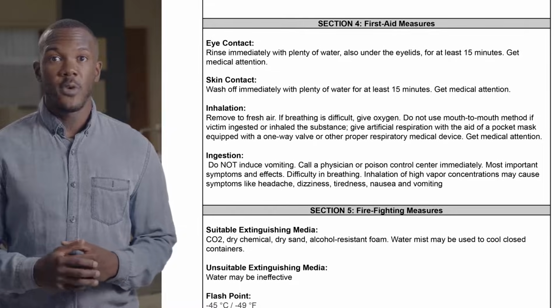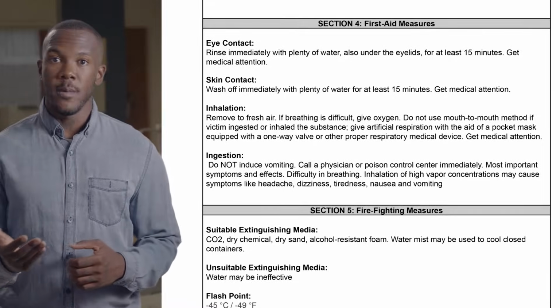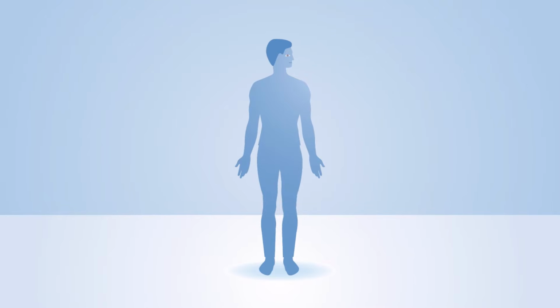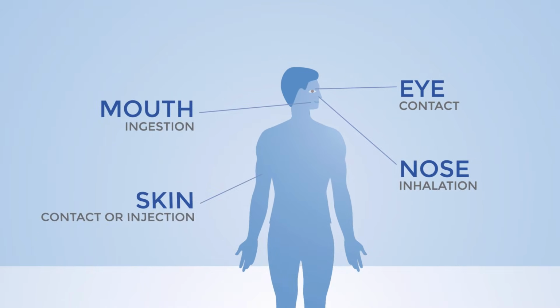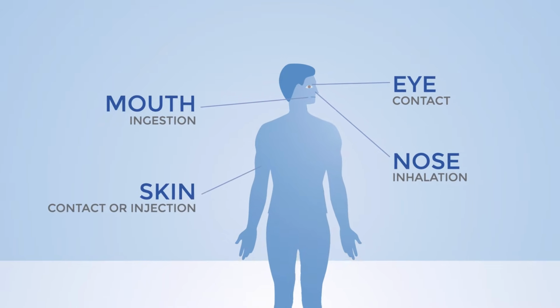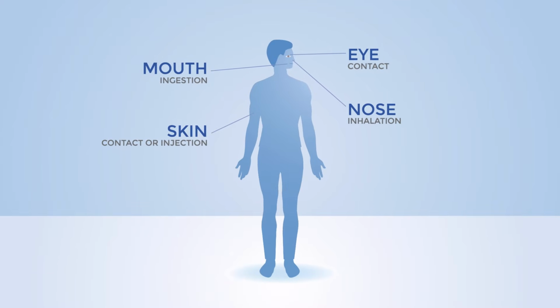Section 4 provides first aid information for each way a chemical might enter the body. These typically include the eyes, nose, mouth, and skin. You should consider these routes of entry when thinking about how a chemical could harm you.